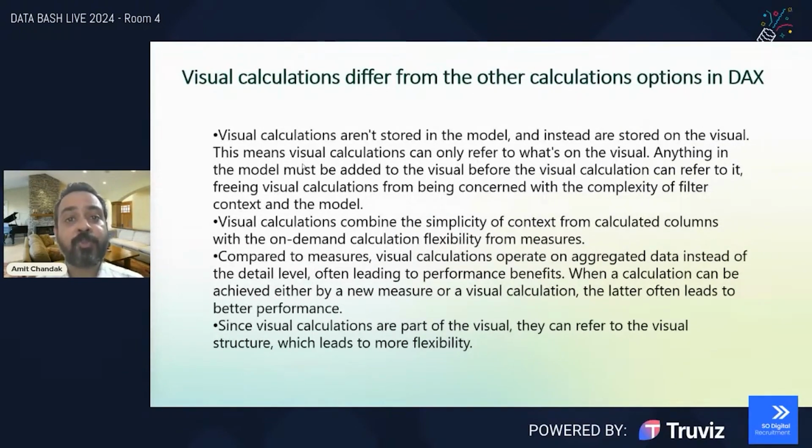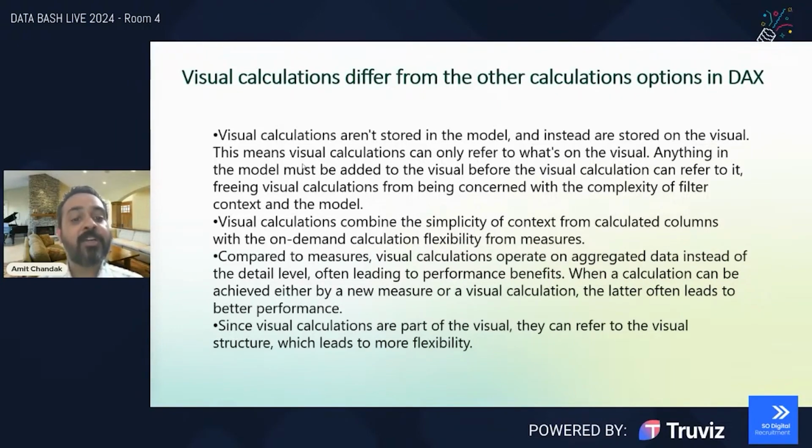So let's say when you use the previous function, previous month, sometimes even if the month is not available, we are still able to get the previous month, because we are creating a measure and a measure can go beyond the boundary of what is available in the visual. But that's not going to happen in visual calculation. Visual calculation cannot find a previous month outside what is visible in your visual. So both in terms of data as well as columns, it cannot go beyond what is already available in your visual. Anything in the model must be added to the visual before the visual calculation can refer to it. Meaning if you want to use a measure, a calculation or a column, it needs to be available in the visual.